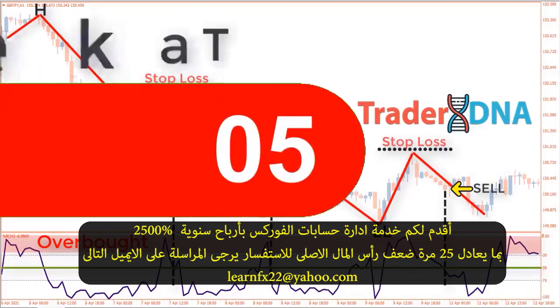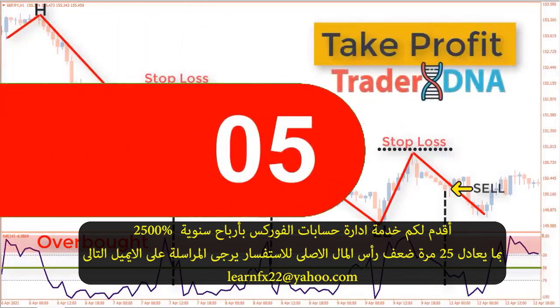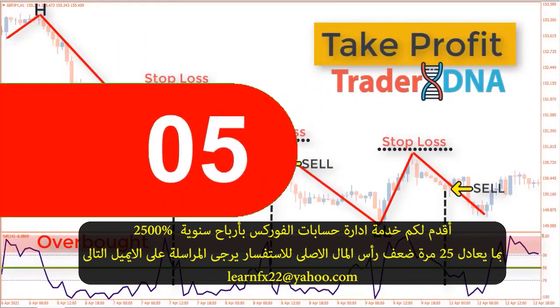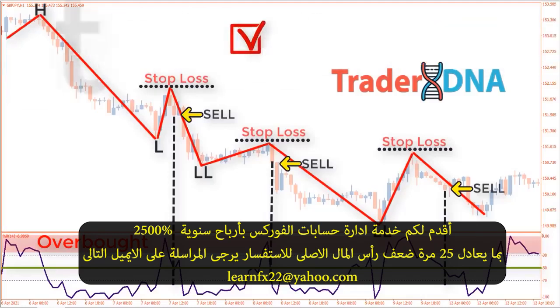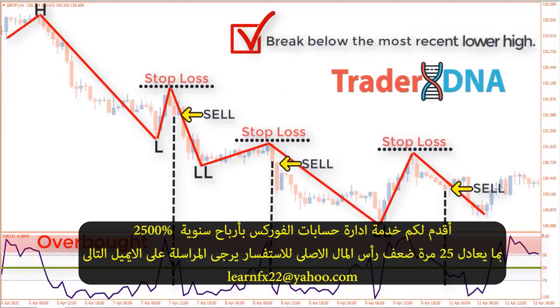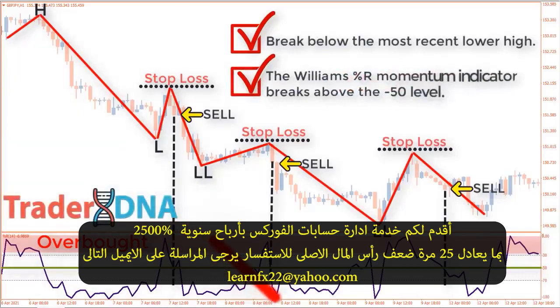Step 5. Take profit. The trend in motion can stay in that state longer than anyone can anticipate. And since we want to maximize our potential profits, we let the market tip its hand before liquidating our trades. In this regard, we look for a break in the trend structure, respectively a break above the most recent low or high. Alternatively, you can take profit once the Williams %R momentum indicator breaks above the -50 level. Here are other examples of the Williams %R momentum trading strategy.